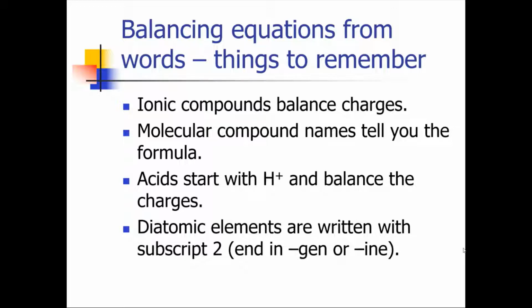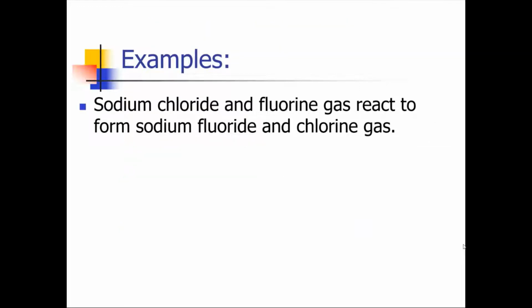And then the thing from last semester that you need to remember is the diatomic elements. Diatomic elements are the ones that end in gen or ene, so hydrogen or fluorine. Those elements are written with the subscript 2 because they are diatomic. They always come in pairs. So let's do a little practice.